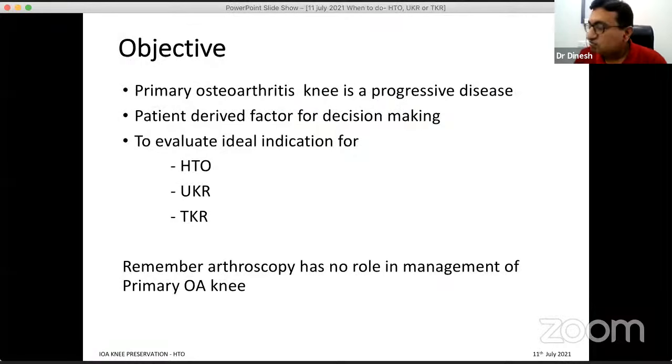Now I invite Dr. Sanjai Rastogi to talk about when to do high tibial osteotomy, when to do unicondylar knee replacement, and when to do total knee replacement. Yes, Dr. Rastogi.